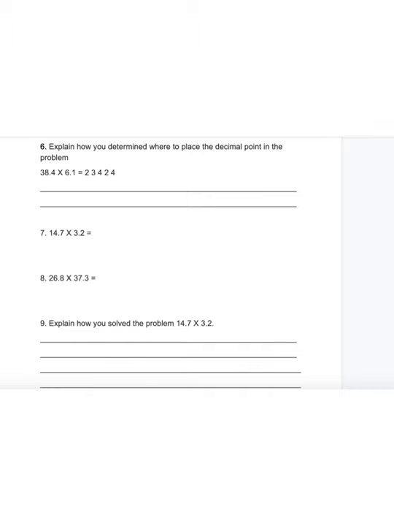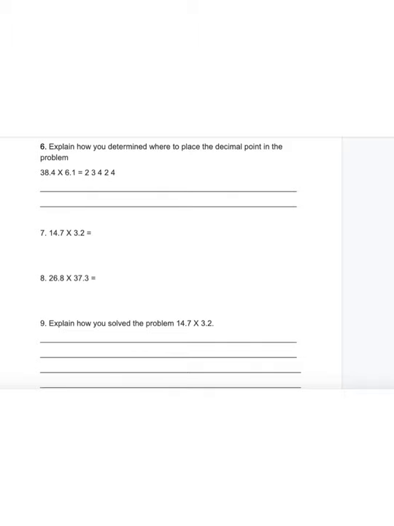Number 6 says, explain how you determined where to place the decimal point in the problem. And it was our problem that was 38.4 times 6.1. So first I made an estimate, rounding those numbers to 40 times 6. Then I multiplied 40 times 6 and got 240.